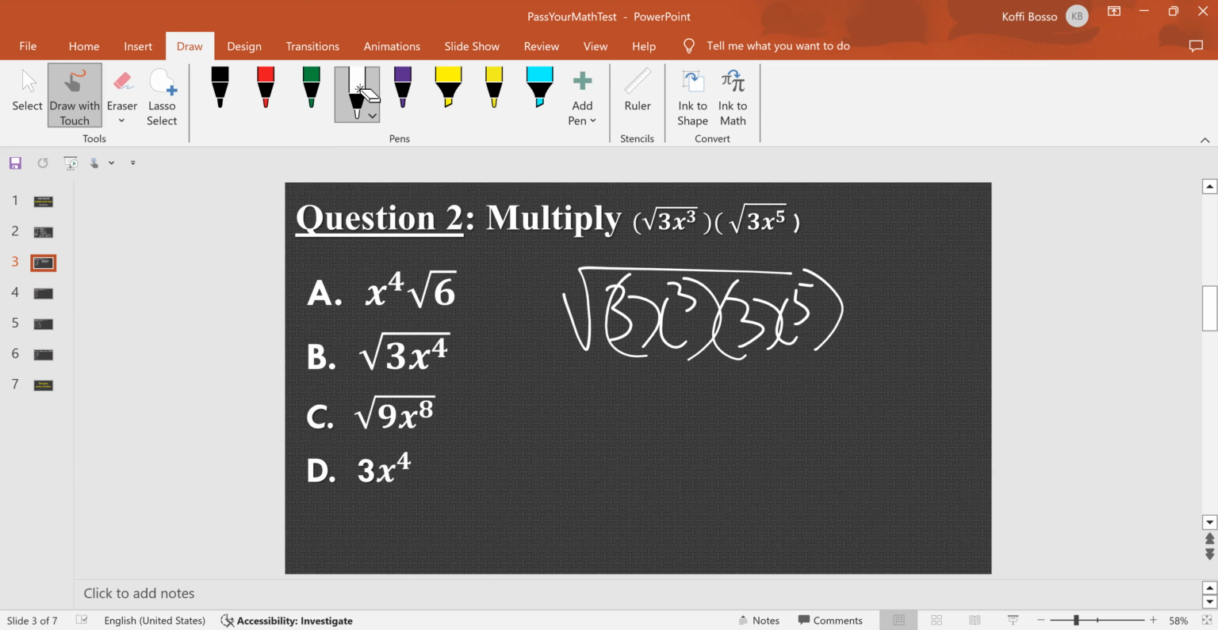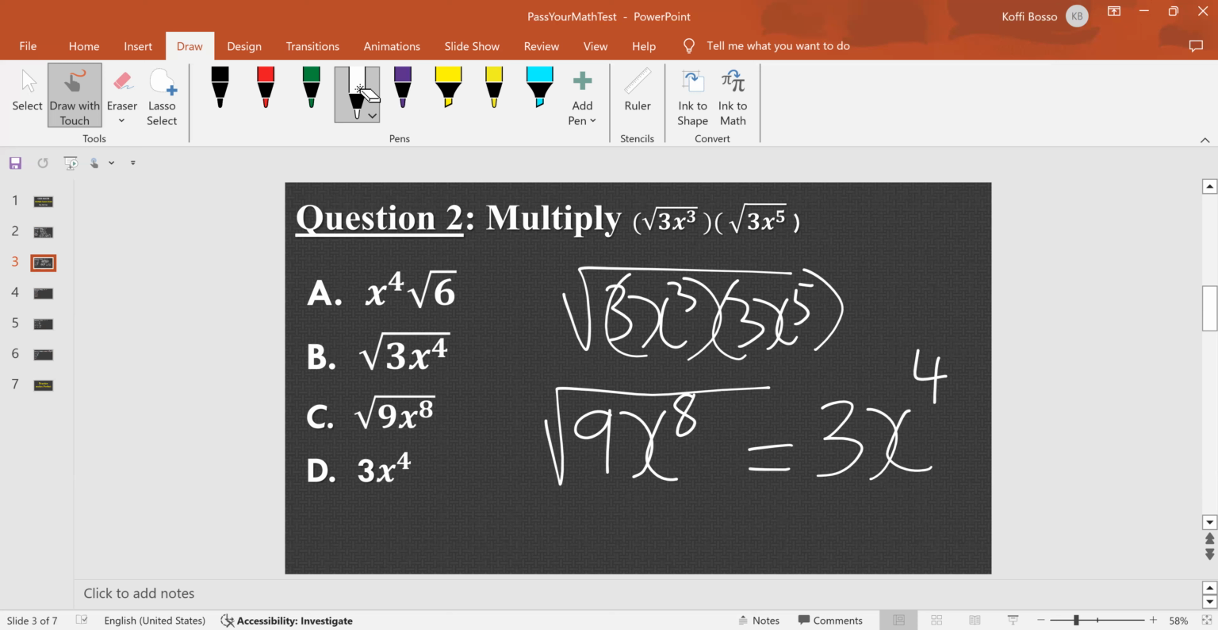Now let's see. If you multiply numbers and the variables, you're going to have 9, which is 3 multiplied by 3, and for the x, x cubed times x to the fifth power, you get x to the eighth power. So you add the exponents. When you multiply expressions like this, you add the powers. Now we know that square root of 9 is a regular 3, and the square root of x to the 8th power will be x to the 4th power.